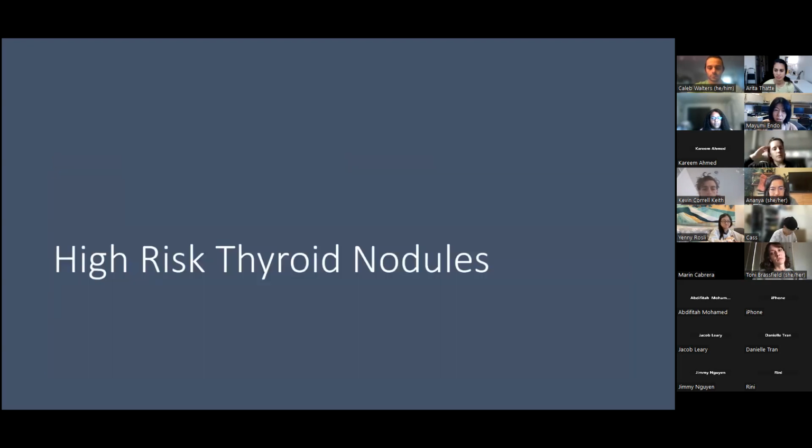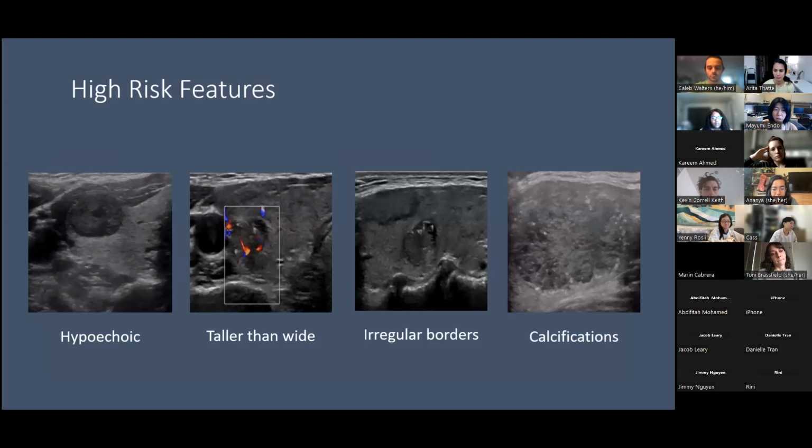High risk nodules. Those are markedly hypoechoic, meaning pretty dark, like a muscle. Markedly hypoechoic means it's dense, that there are lots of cells in it. Some of the nodules will have this taller-than-wide appearance. It looks longer. These tend to indicate that the cells are expanding and growing rapidly. So it kind of pushes the whole thyroid upwards and downwards, and looks like it's taller than wide.